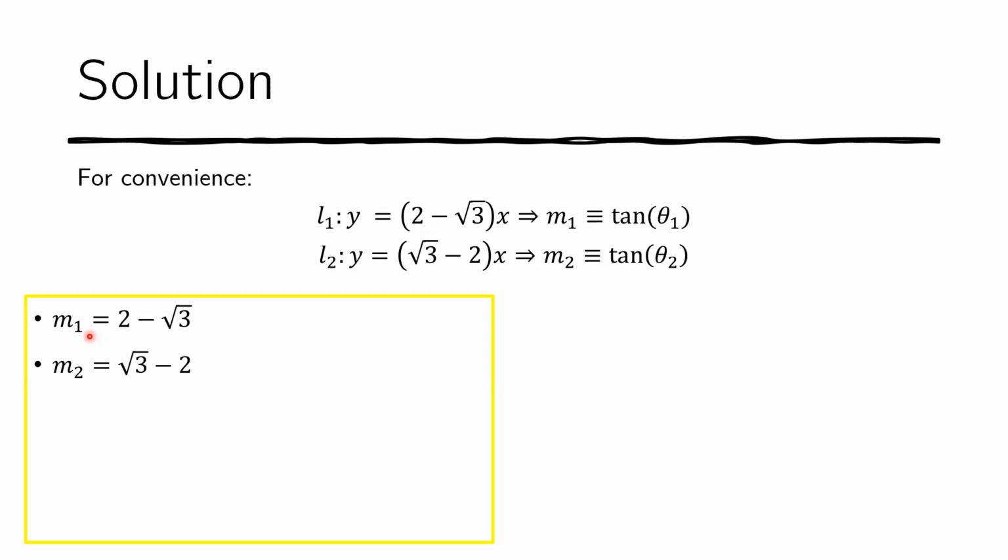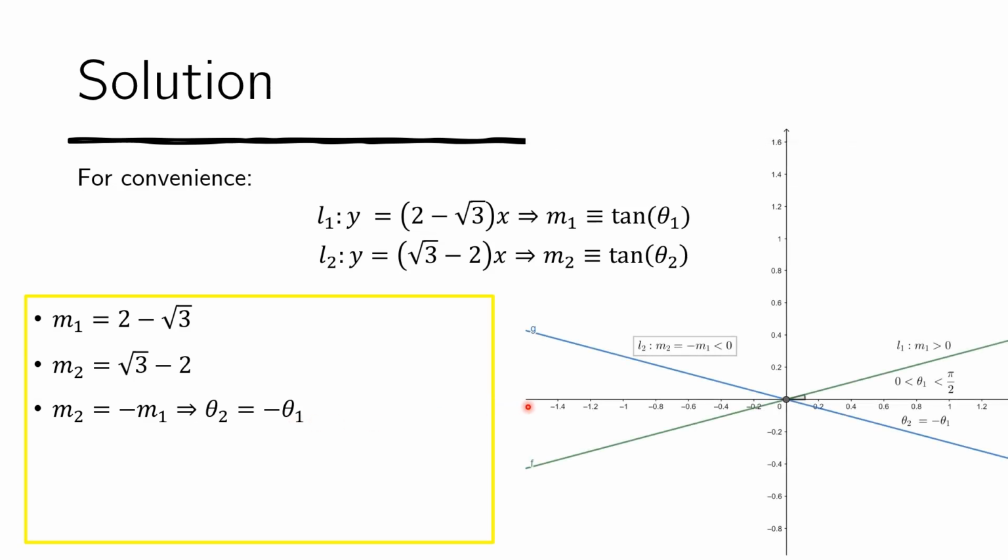And we notice that M1 and M2 are negatives of each other. And the significance of that is that the angles that they make with the positive x-axis are actually negatives of each other. And so we can say that θ2 is actually equal to the negative of θ1. If we draw that, this is what we mean.